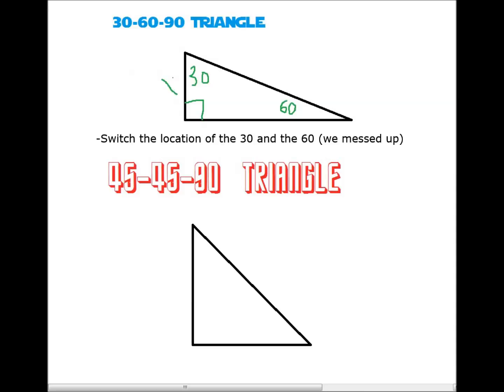The shortest side of the triangle is x. The hypotenuse is 2x. The longest leg of this triangle is x root 3. If you have any of these sides, you can find any of the others using these rules.